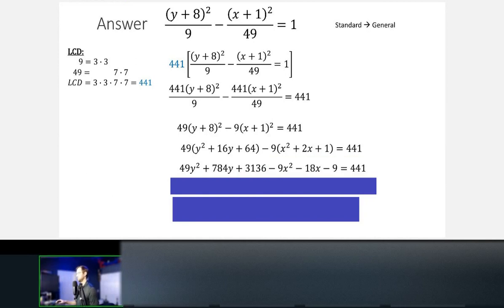Okay, what's next? Yeah, reorder. What goes first?